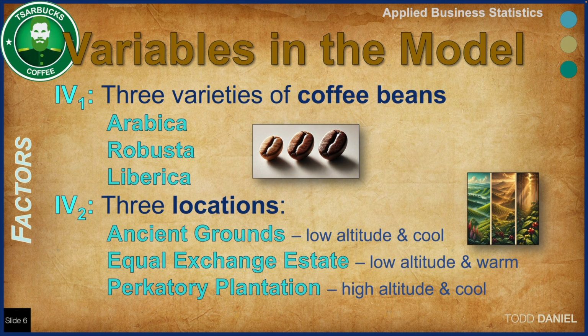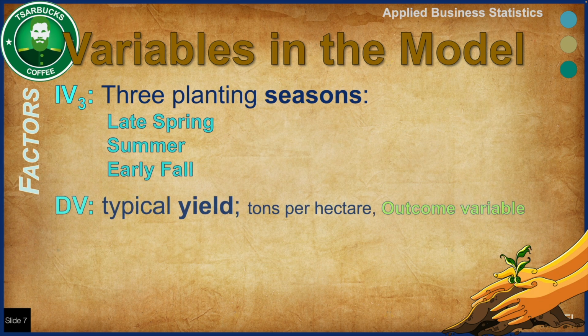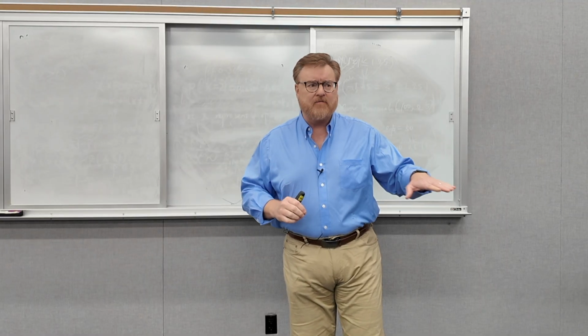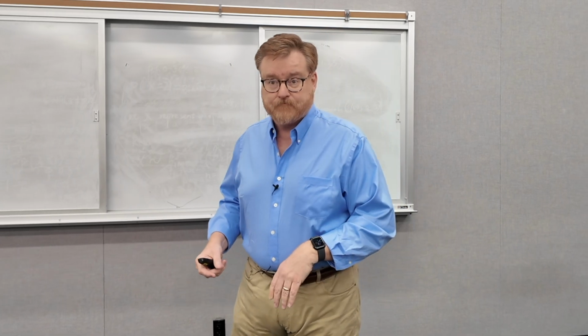And these are located in places that maybe are low altitude and cool, or maybe low altitude and warm, or high altitude and cool. So we're going to see different types of beans grow differently in those locations. And then a third factor that we're going to consider is, does season also function as a factor? We'll have 3 planting seasons: late spring, summer, and early fall. For all of these examples, we're going to use the same outcome, and that would be yield, tons per hectare. Our dependent variable is going to stay the same for all of these examples. It's going to give us a really clean design and allow us to do comparisons between the models as well.